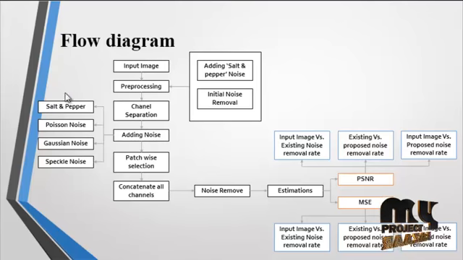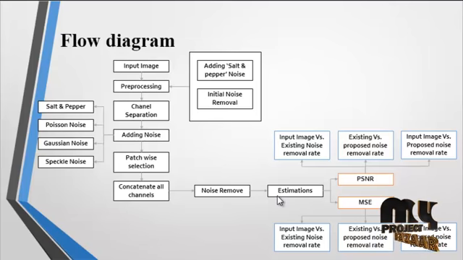After the addition of the noise, the patch-wise selection is carried out. In this patch-wise selection, we segregate the image into 4 patches. After the patch-wise selection, the channels are concatenated and the noise removal is carried out. After the noise removal, the noise-free images come out from the noise removal step using the rotated wavelet filtering. Then the estimation is carried out.